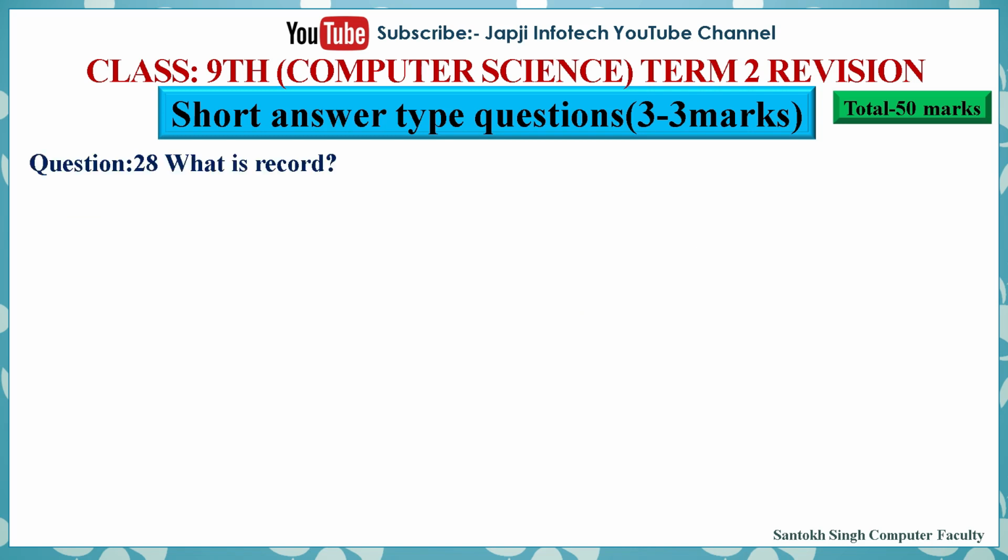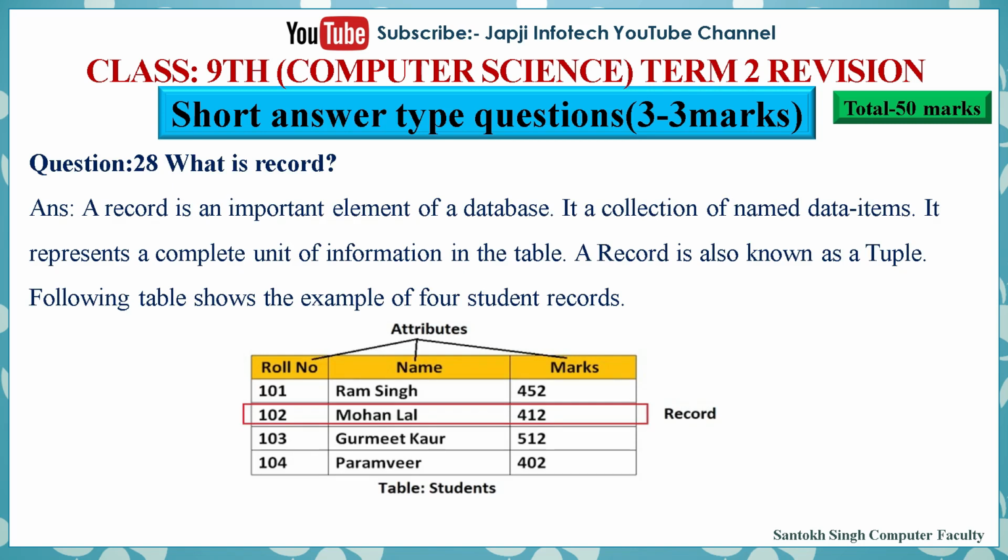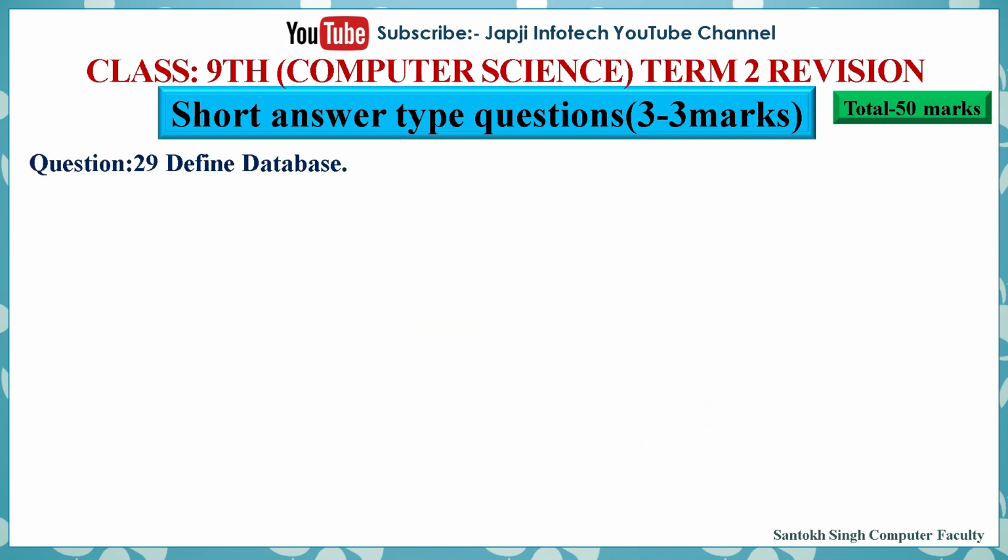28th one is what is record? A record is an important element of a database. It is a collection of named data item. It represents a complete unit of information in the table. A record is also known as a tuple. So following table shows the example of 4 student records.